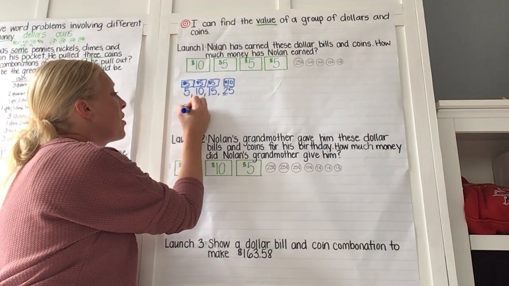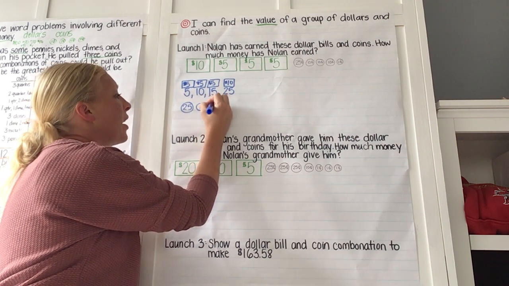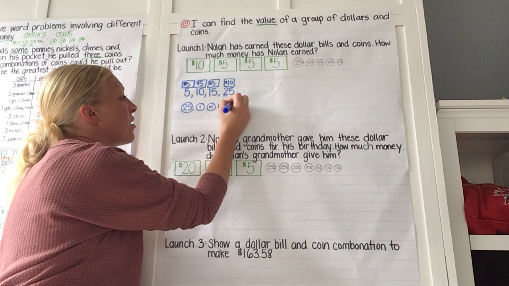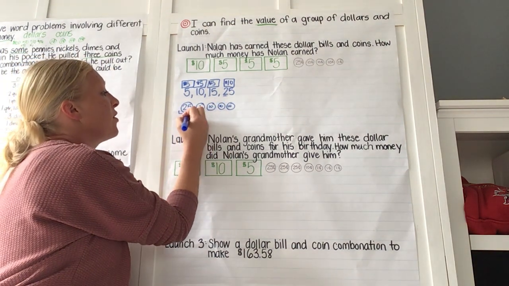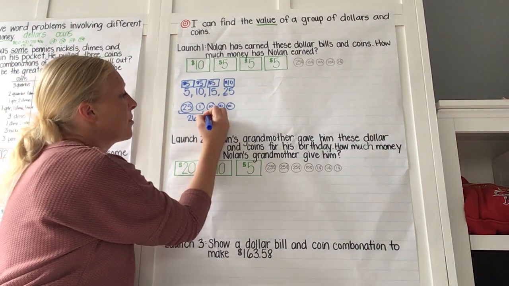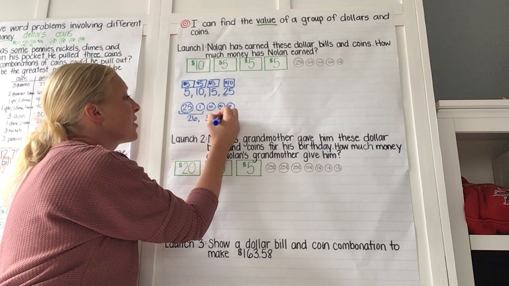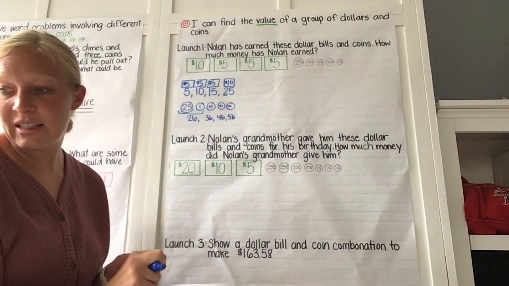Okay, so you did your 25, you put them in this order. Okay, let me put those in that order here. So you added your 25 and your 1 together to make 26. And then skip counted 36, 46, 56.